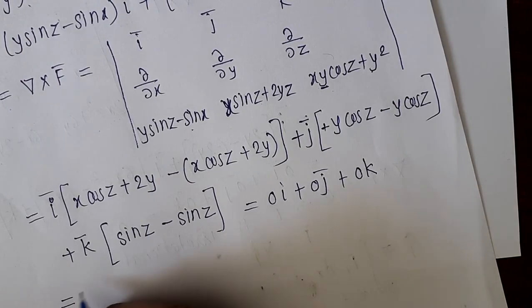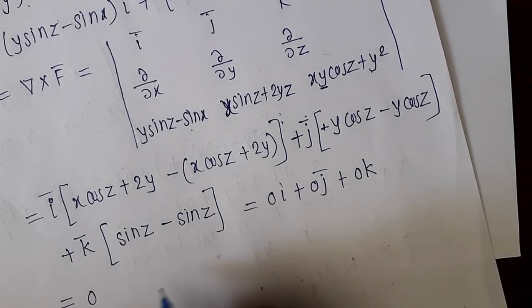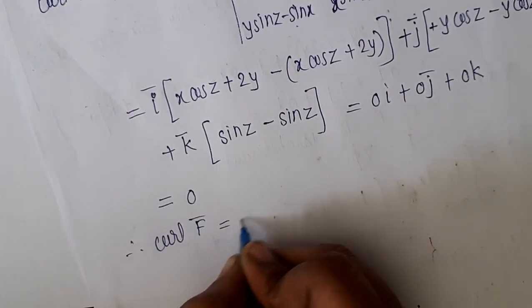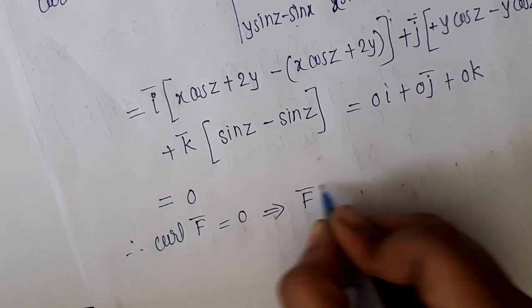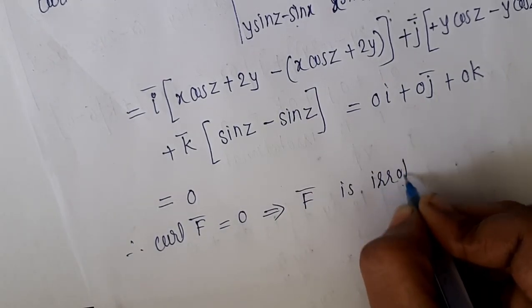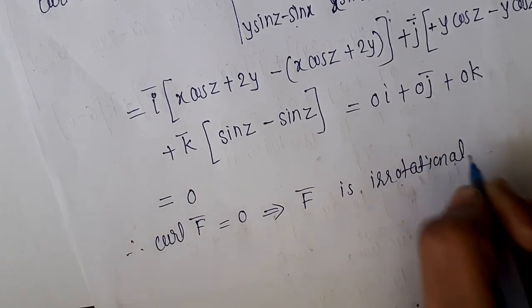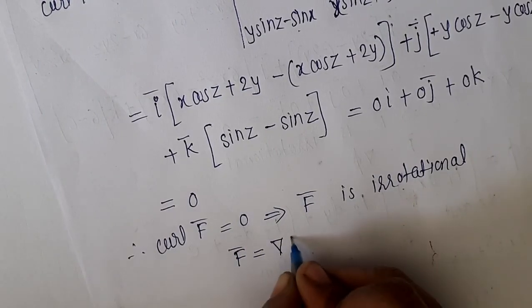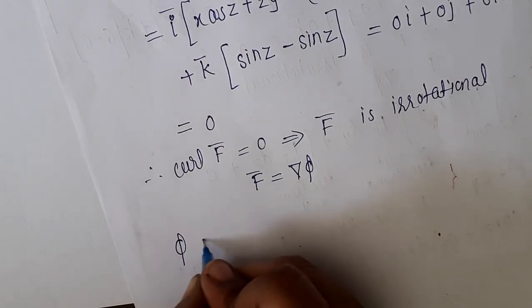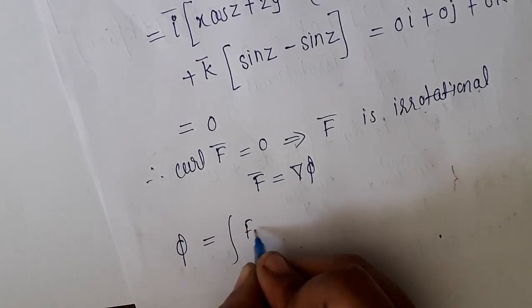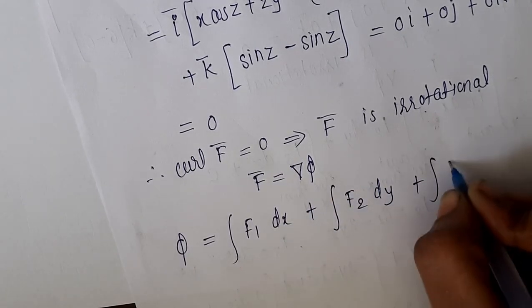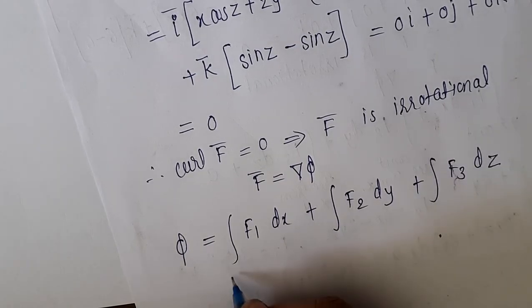Therefore it is equal to 0. Means what? Curl of F is equal to 0. This represents that F is irrotational. If F is irrotational, we want to find out scalar potential phi. So the equation is F equal to gradient of phi. Now phi value is obtained as integration of f1 dx plus integration of f2 dy plus integration of f3 dz, where here y and z remain constant.